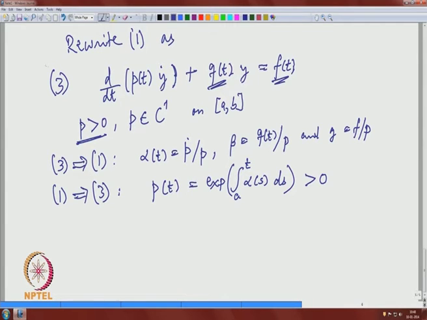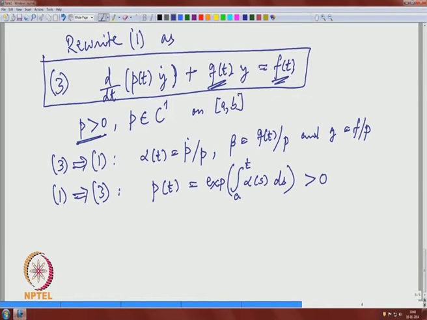Okay. So, now we restrict our attention to this 3 and again recall the boundary conditions, they are not changed: y(a) equal to 0, y(b) equal to 0. So, this is 2. Okay. Remember that.